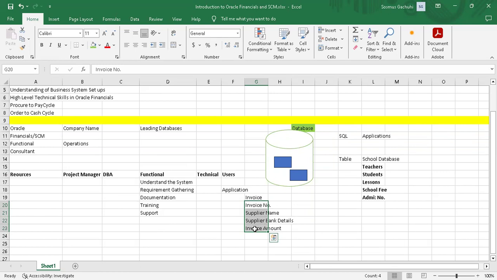But now, assuming a certain client requires that the moment you are booking an invoice, you also book the date of the invoice, the date when the invoice was received.